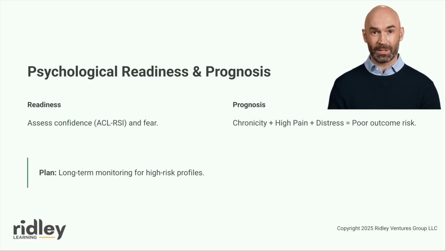Several instruments have been developed to assess psychological readiness for return to sport. The anterior cruciate ligament return to sport after injury scale, known as the ACL-RSI, has been validated for use in various knee conditions beyond ACL injury. This 12-item questionnaire assesses emotions, confidence, and risk appraisal related to returning to sport. Scores range from 0 to 100, with higher scores indicating greater psychological readiness.